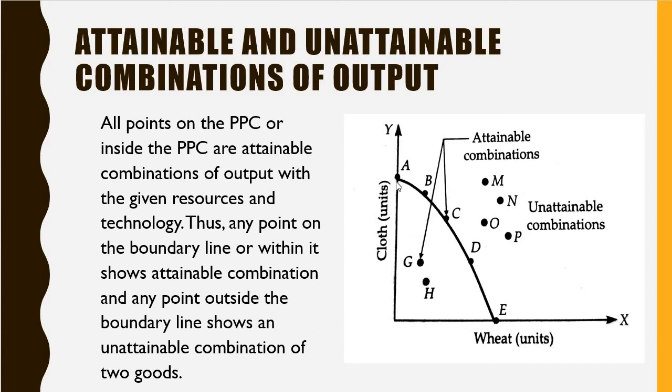So with the given resources, we can achieve all the combinations that are mentioned on the production possibility curve, or we can even produce any combination which is within this particular curve. All these are attainable combinations, or the combinations that one can achieve. But since this particular curve talks about the production possibilities, beyond this line, any combination of output is not possible. That is why any point outside this curve is considered an unattainable combination, or a combination that cannot be achieved, that cannot be produced.